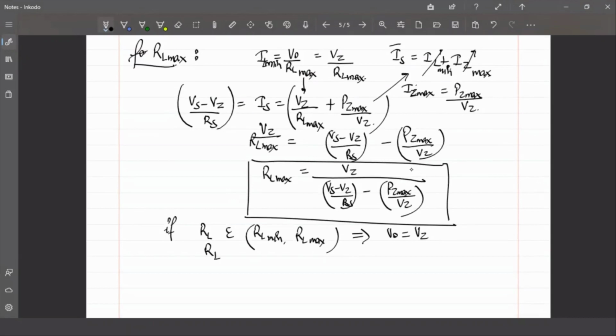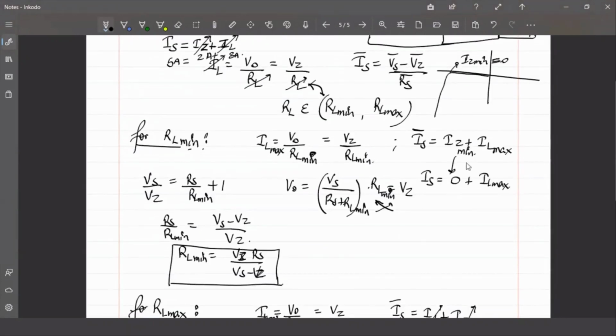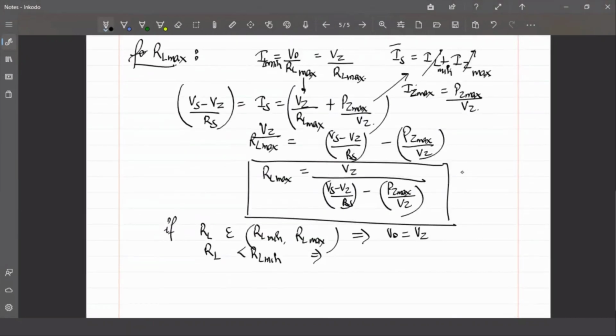If RL is lower than RL minimum, in that case what will happen? RL is lower than RL minimum. We have seen that Iz will fall below 0. That means it will become open. In that case, the output voltage will be equal to Vs divided by Rs plus RL, multiplied by RL.